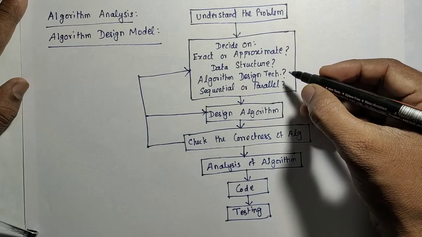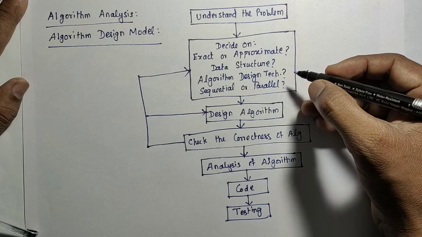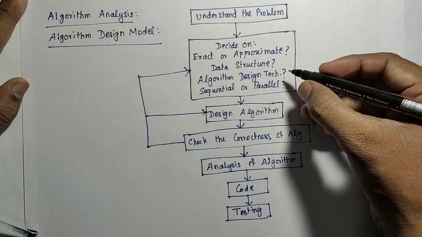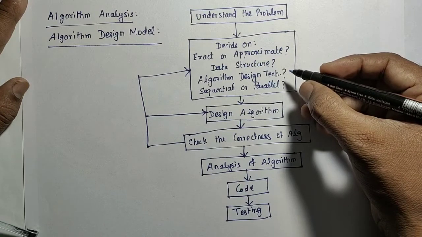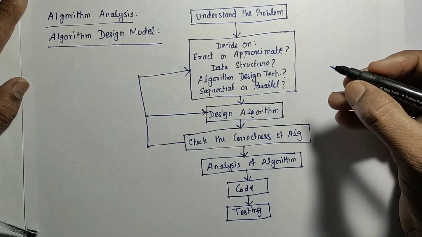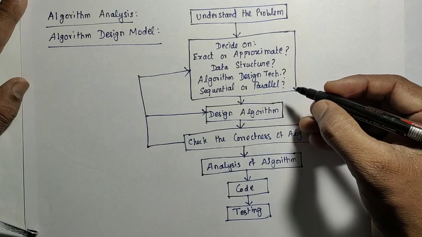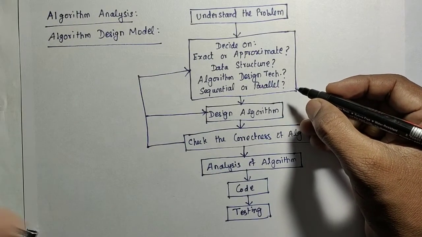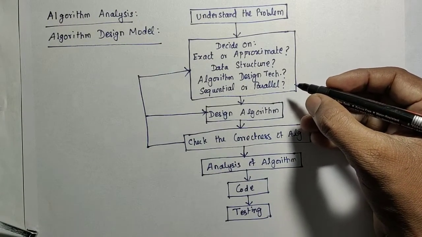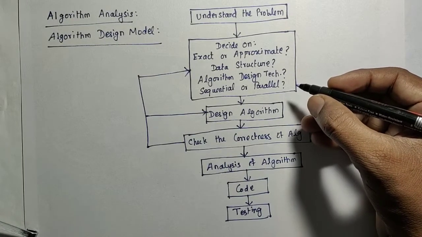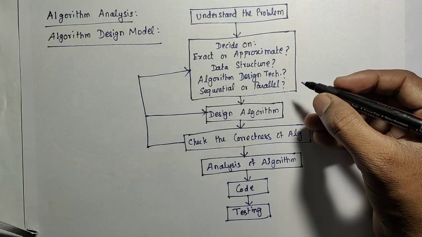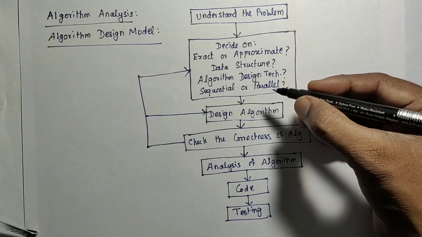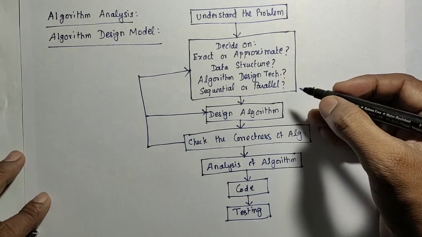The next, algorithm design techniques. We have different algorithm design techniques. Which technique you are going to use? Example, brute force, divide and conquer, etc. And sequential or parallel. Whether that algorithm is able to be implemented in parallel or not. If you implement it in parallel, we can further reduce the time complexity, so your algorithm will work fast. So you have to choose whether it is able to be implemented in parallel, or you are going to design it as a sequential algorithm.